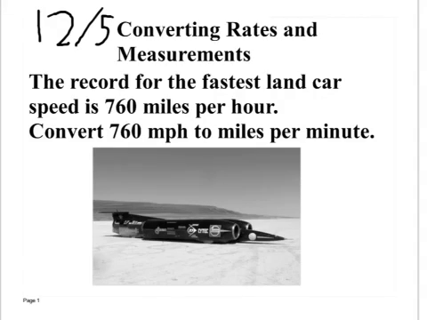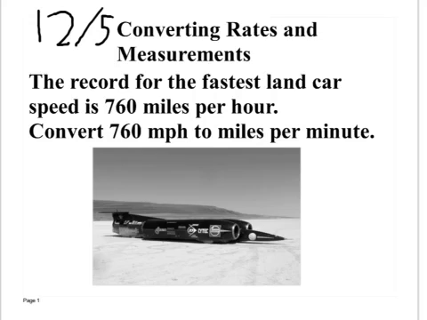Converting rates and measurements. The record for the fastest land speed car is 760 miles per hour. What we want to do is make this rate into something we can understand better. We know 760 miles per hour is fast, but let's make it miles per minute because you're going to understand a little bit more.